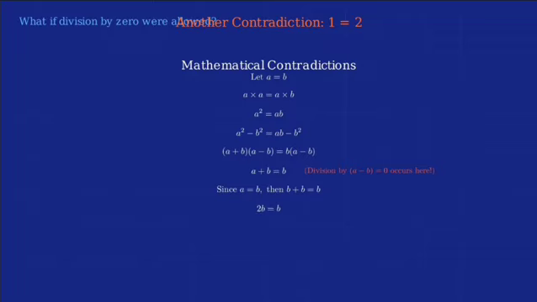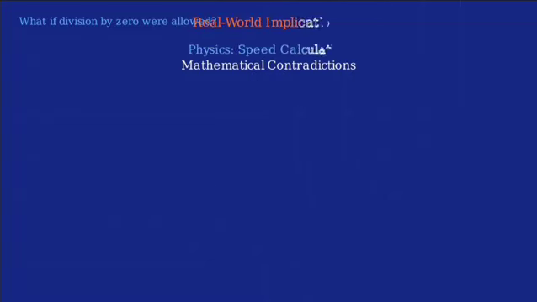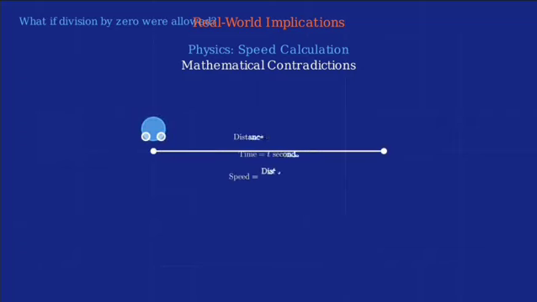Continuing with our flawed logic, we substitute a equals b. This simplifies to 2b equals b, which means 2 equals 1. An obvious contradiction.